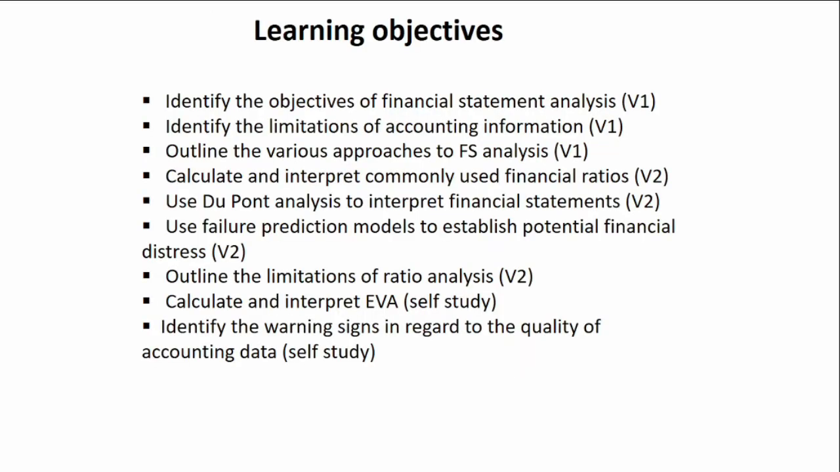In the first video, we looked at the objectives of financial statement analysis. We also looked at the limitations of accounting information. We then looked at the various approaches to financial statement analysis. In this video, we are going to interpret commonly used financial ratios. We will revise the DuPont analysis and also have a look at failure prediction models. Then lastly, we'll look at the limitations of ratio analysis.